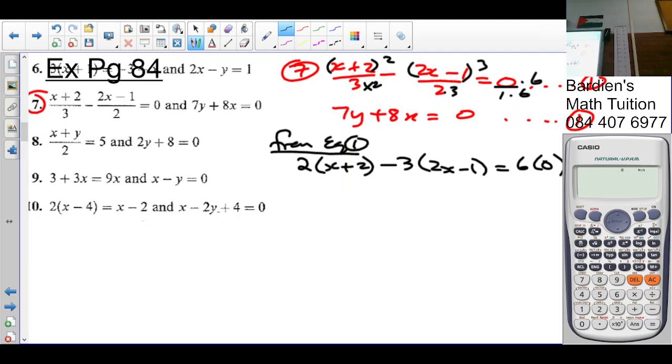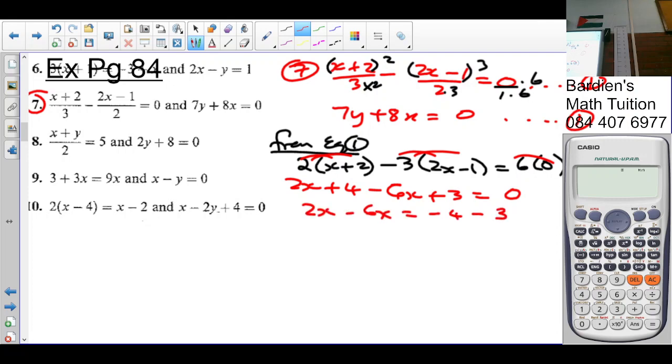Okay. Let's multiply, get rid of the brackets. So what do we get? 2x plus 4 minus 6x plus 3 equals 0. X on one side, numbers on the other. So that's going to give us negative 4x is equal to negative 7. Divide by negative 4 on both sides. X is 7 over 4.